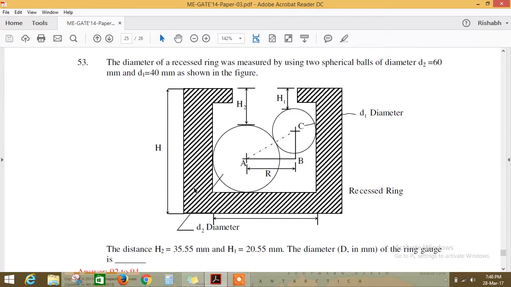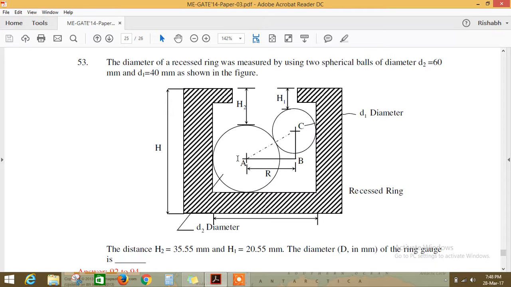Now let's see the next question, 53. Here two balls are inside a ring kind of structure, ball A and ball B, or bigger ball and smaller ball. You have to find out the diameter of the ring. Two spherical balls of diameter 60 and 40 are given. Height h2 is given as 35.55. Here h1 is given as 20.55, and you have to find out the diameter of the ring gauge. It is a simple geometry question.